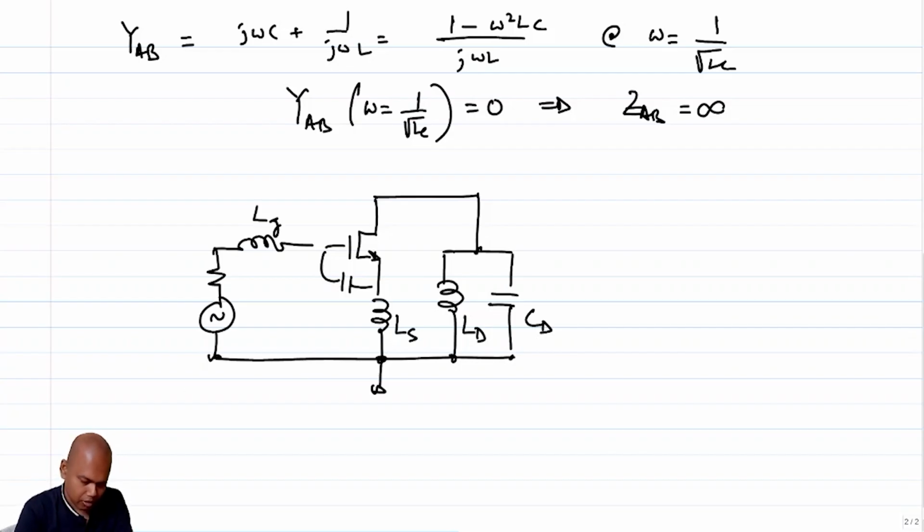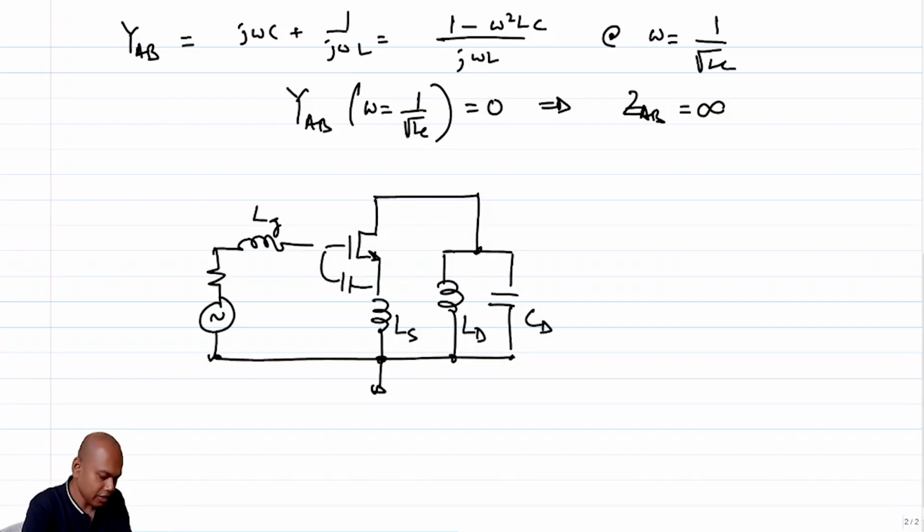Okay, but as we all know, nothing is open circuit and nothing is short circuit in reality. The reason is all these inductances and capacitances come with some sort of loss, right? For example, the capacitance CD might come with a parallel resistance. Similarly, an LD will have an effective series resistance.